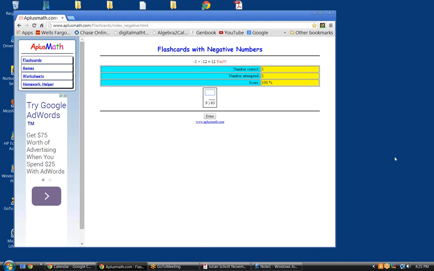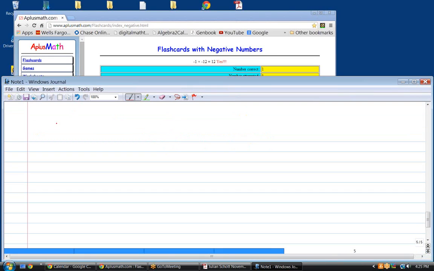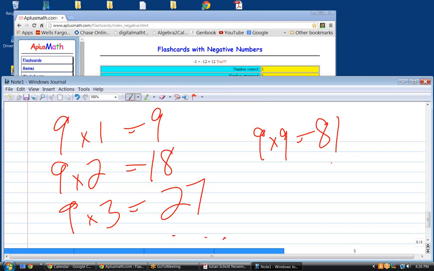Is it 6? Okay, let's go through a little trick about the nines tables. Nine times 1 is 9. 9 times 2 is 18. 9 times 3 is 27. Notice that the digits all add to 9. If I go all the way up to 9 times 9, that's 81. That adds to 9. Any number multiplied by 9 adds to 9.